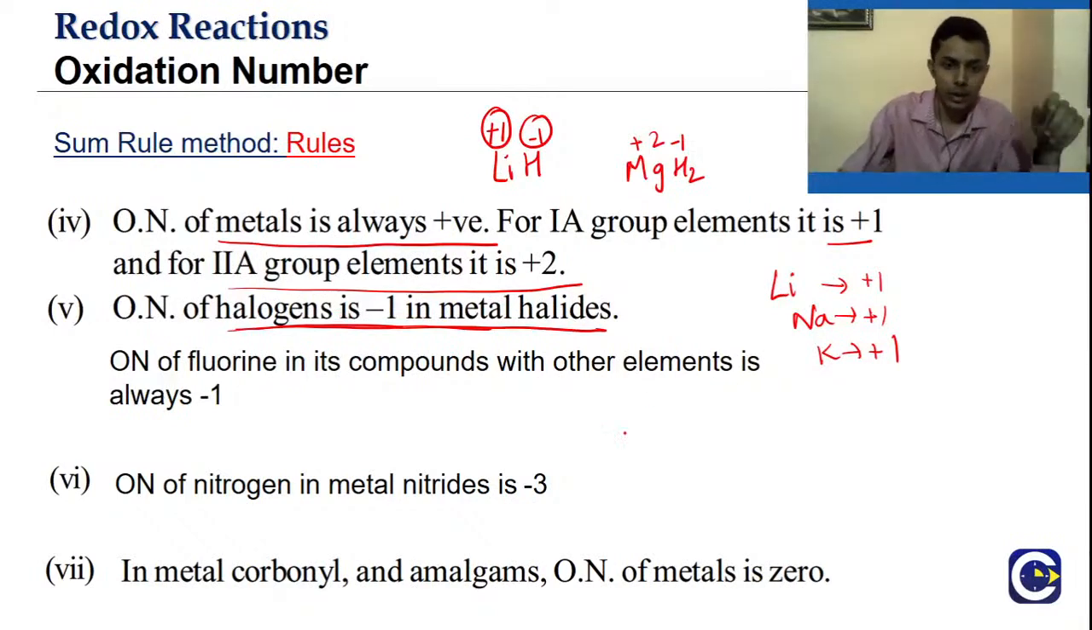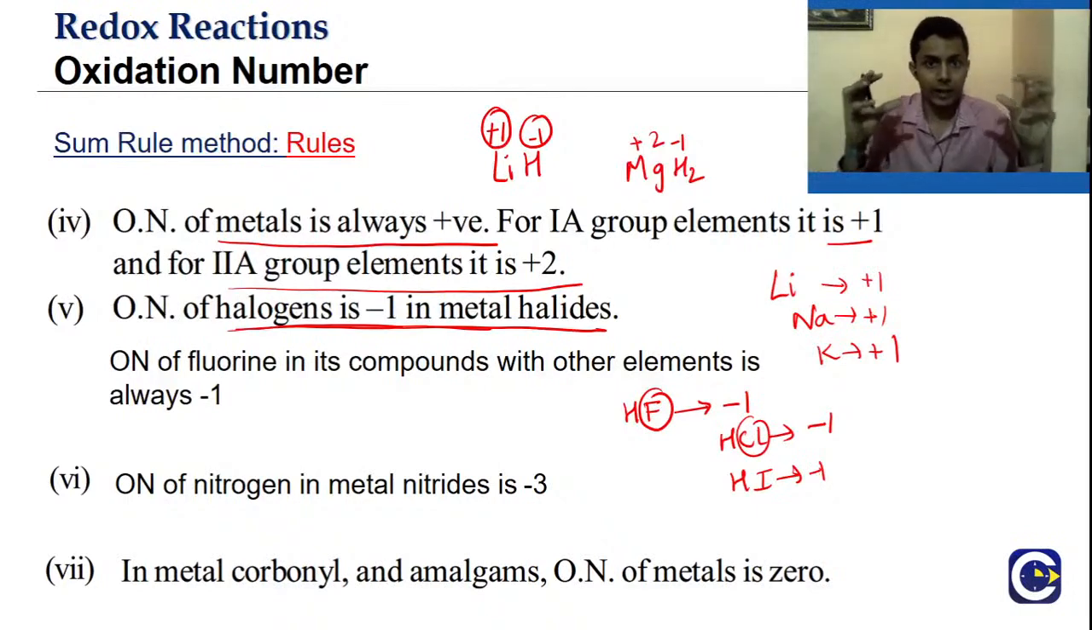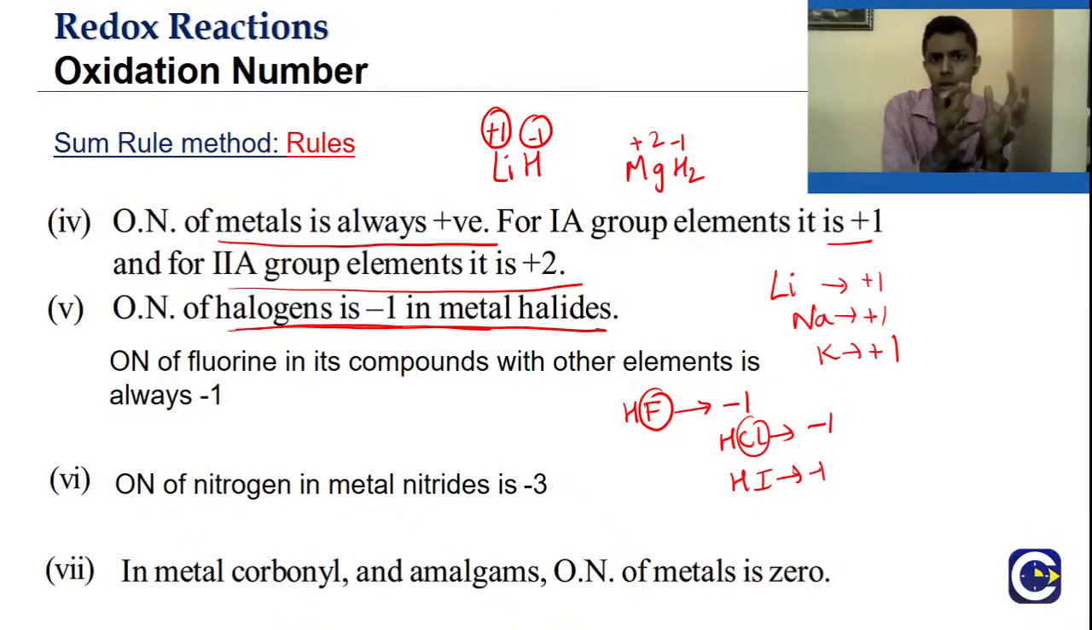So for halogen, for example, if I take HF, fluorine is a halogen, so it will have an oxidation number of -1. HCl, chlorine is a halogen, so it will have an oxidation number of -1. Then HI, again here also the oxidation number is -1. Clear? So whenever a not-so-electronegative element is attached to a halogen, which is highly electronegative, then the halogen will get -1 charge.